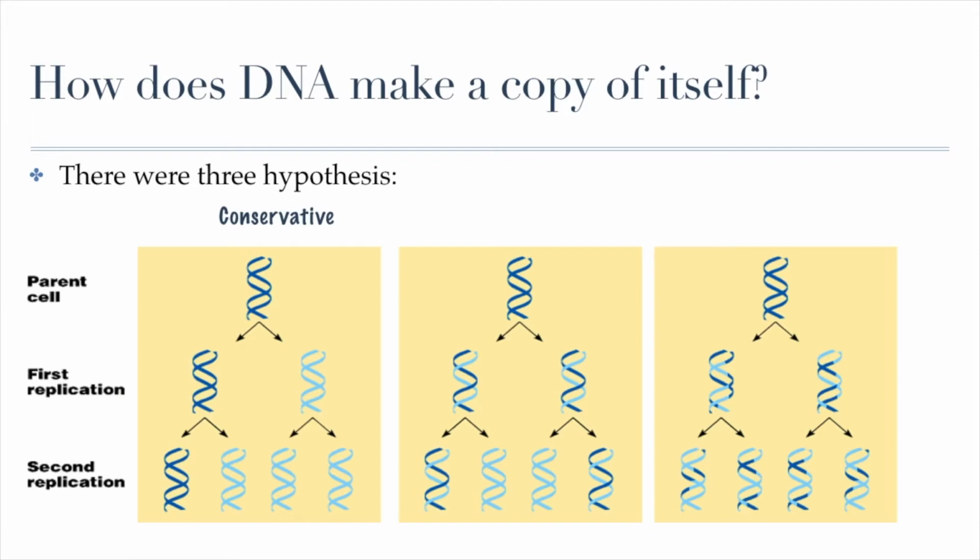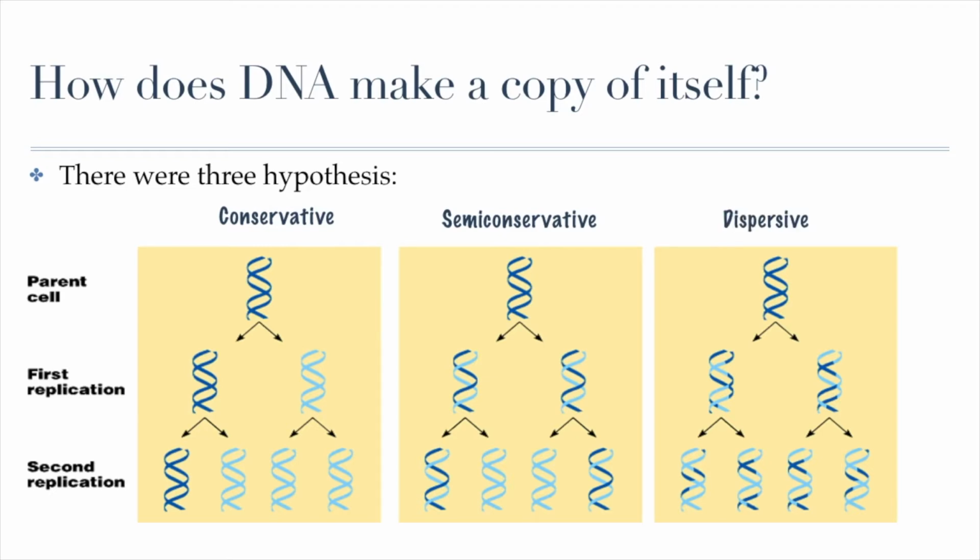Another proposed hypothesis was semiconservative replication. During semiconservative replication, the two strands of DNA would unwind, and each of them would act as a template for the synthesis of a new and complementary strand, resulting in two molecules with one original parent strand and one new daughter strand.